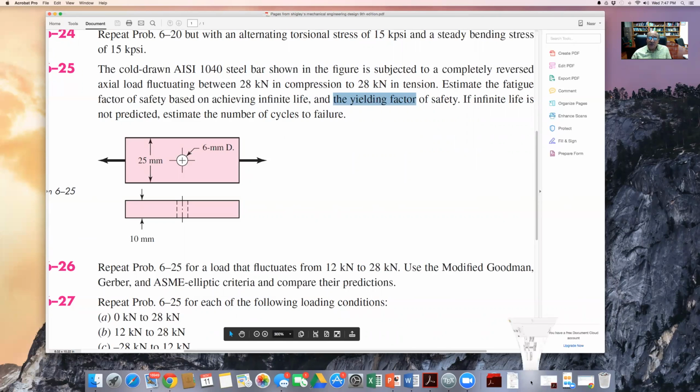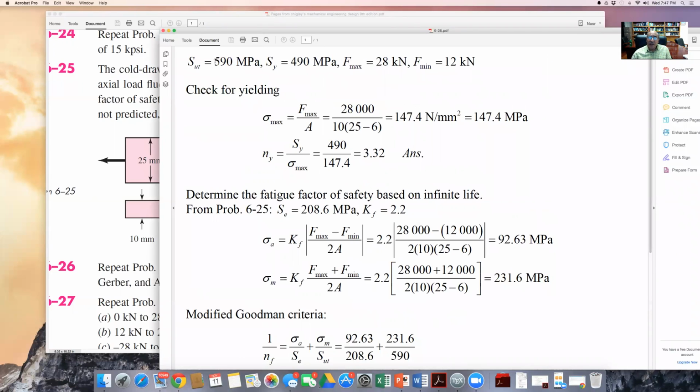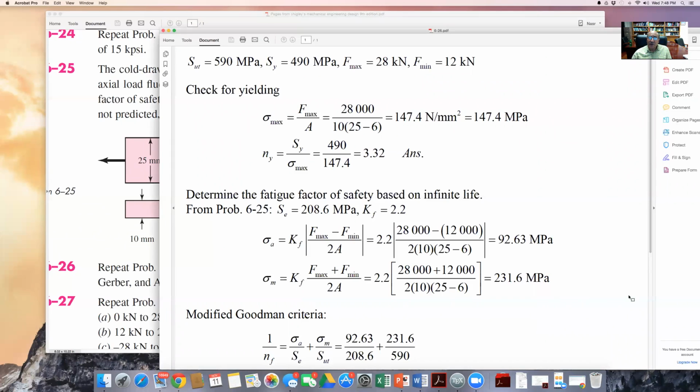So if we go to 6.26, the first step is we have to check for yield. And we have to find the properties of the alloy. The alloy is 1040 steel, and we have a table of properties at the back end of the book. It gives us the ultimate 590 and the yield 490. And from those, we also have the endurance limit is 208.6. So this is from the properties of that material, AISI 1040. So we got the material properties. The ultimate, of course, is important. Yield strength is important because we have to guard against yield. And then the endurance limit is going to help us determine whether we have an infinite life or a finite life.